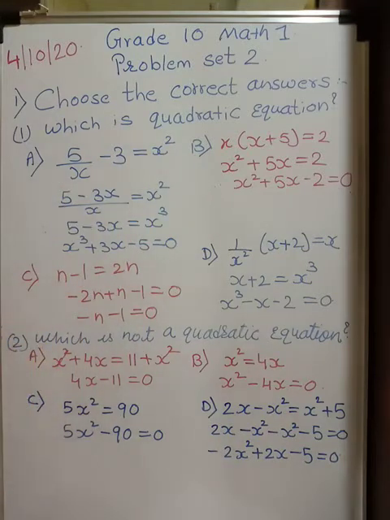Now look at the second question, which is not a quadratic equation. That means you have to see which among these is not a quadratic equation. All others will be having one variable and maximum index will be 2. One will not be satisfying this condition. Let us check out. Now look at the first option. If you solve this, at the end we get 4x minus 11 is equal to 0. x is having index only 1. So this is naturally not a quadratic equation.